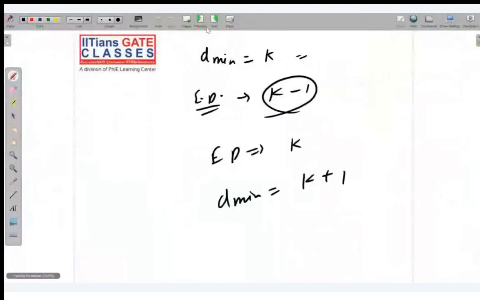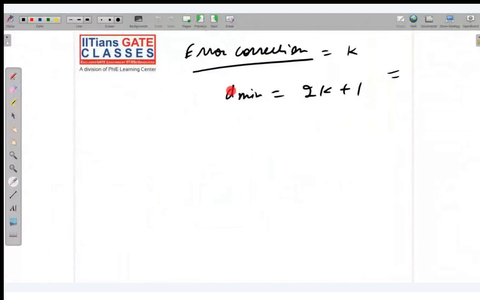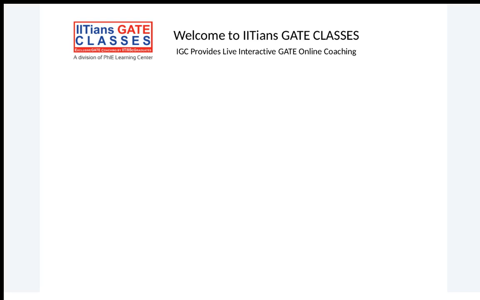Yeah, so I have changed the screen. Are you able to see my cursor moving? Yes, sir. Okay, so for error correction of k bits, d min should be 2k plus 1. I am not going into the proof, so I will just give you a small hint. Okay, so again gone. What is happening here?